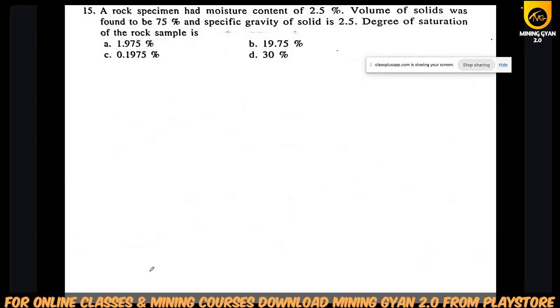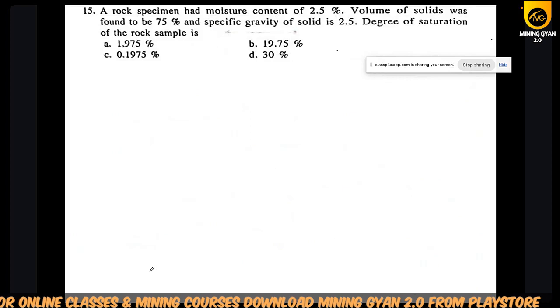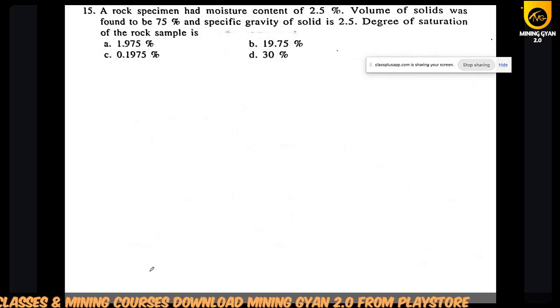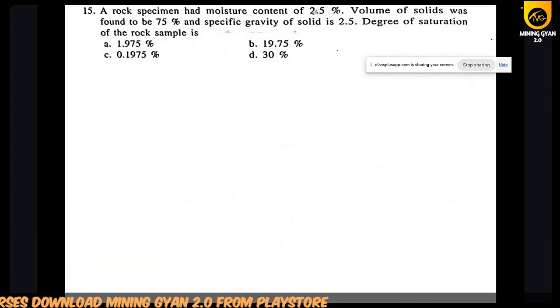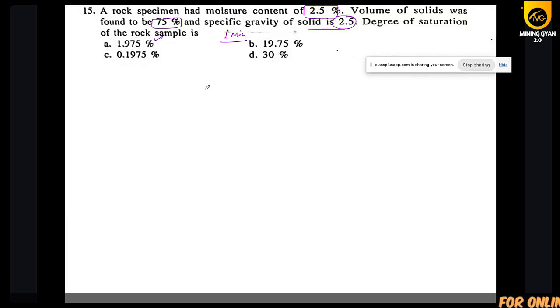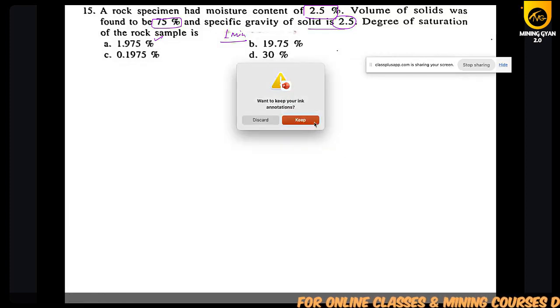Question number 15. A rock specimen has moisture content of 2.5%, the volume of the solid was found to be 75%, and the specific gravity of the solid is 2.5. Find the degree of saturation. You have 1 minute, try to give the answer. You know the formula of moisture content, you know the formula of the degree of saturation. Try this question.